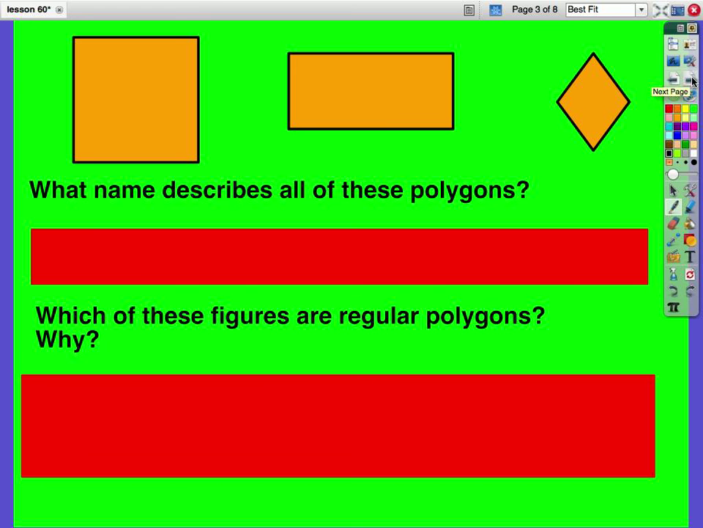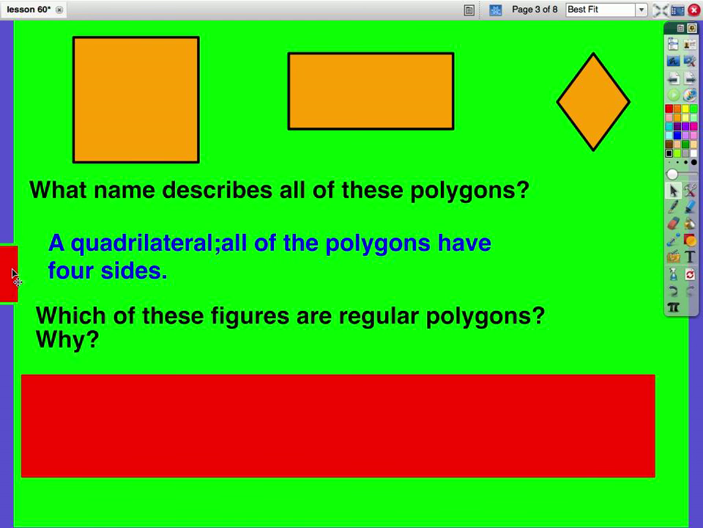Look at those polygons on the top. What name describes all of these polygons? If you guessed a quadrilateral, you would be correct. All three of them are quadrilaterals because all of the polygons have four sides.